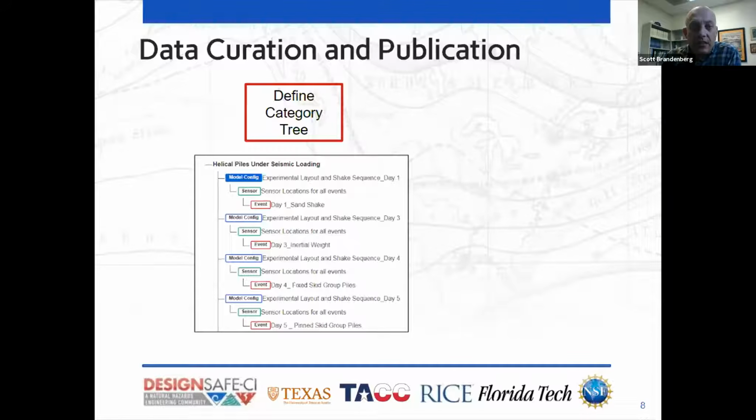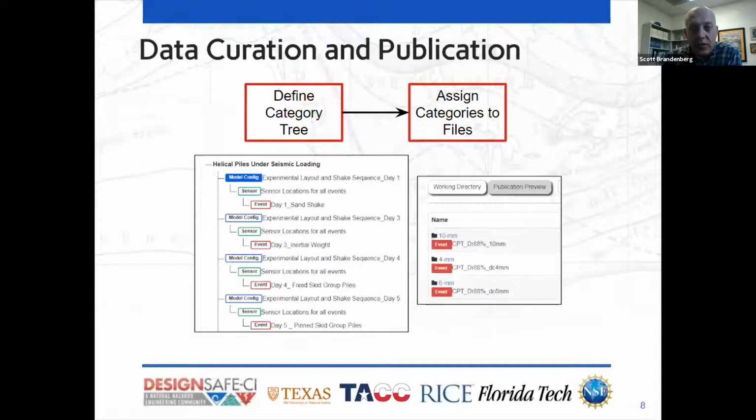Then in DesignSafe, when you go to curate and publish your data, you first define a category tree. So this is like all of the buckets that you'd want to put your data into. Here we're showing model configuration, sensor information, and events. And once you've set up that kind of organizational structure, you go into the data depot and assign categories to the files that you would like to publish.